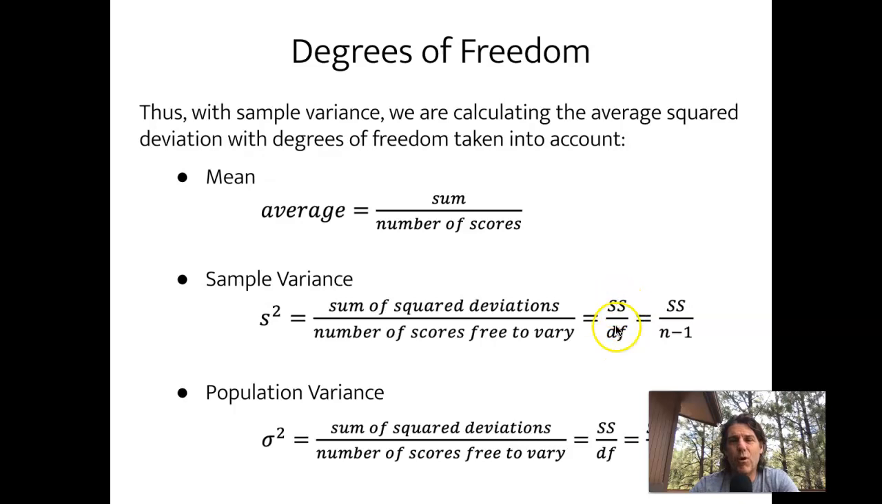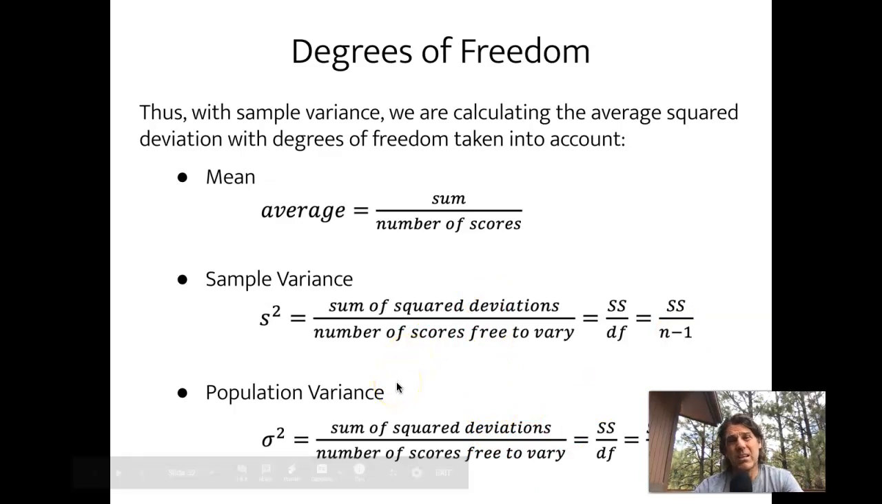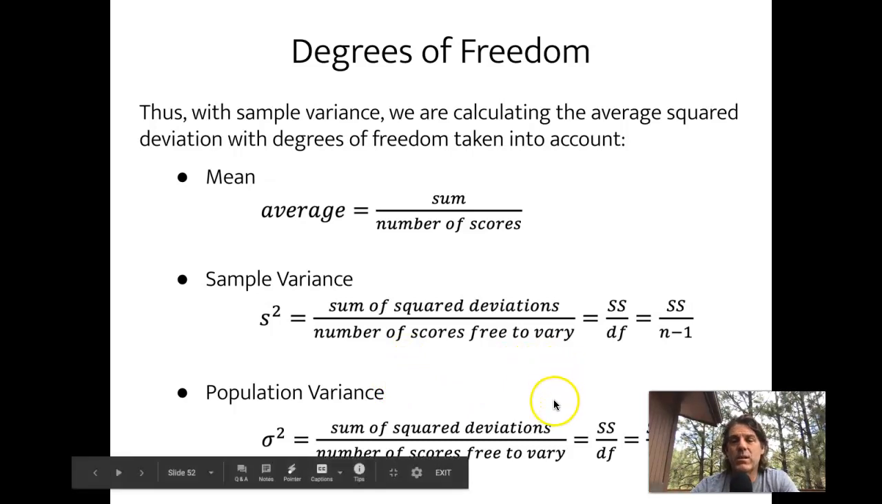And that is the formula we're going to use later on in the class when we're doing inferential statistics. But for right now, that degrees of freedom is n minus 1. So we're just going to write it as sum of squares over n minus 1. Likewise, we said that the population variance formula was different. Really, it's not. Because again, it's the sum of the squared deviations over the number of scores that are free to vary. So it's sum of squares over degrees of freedom.